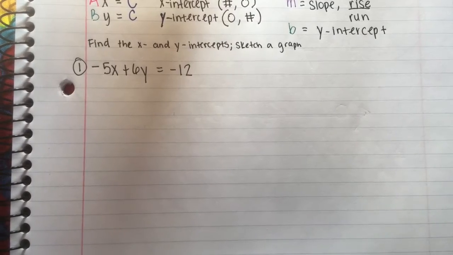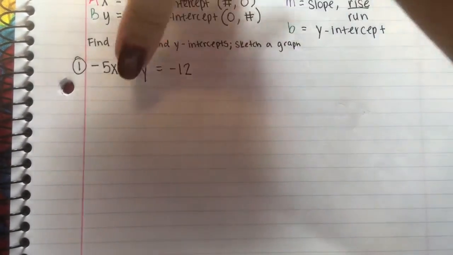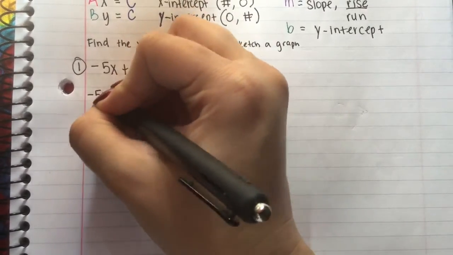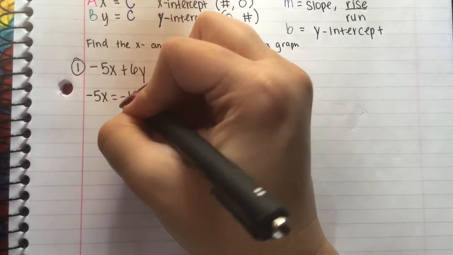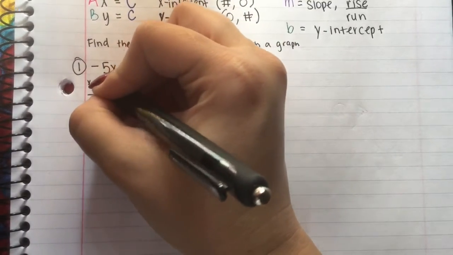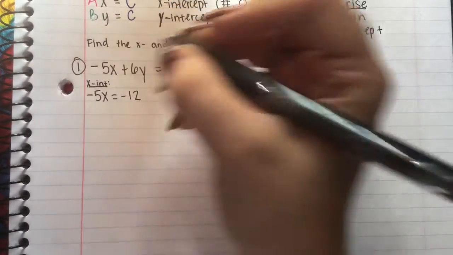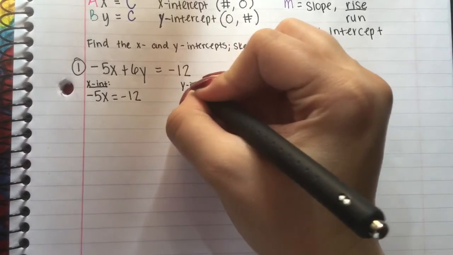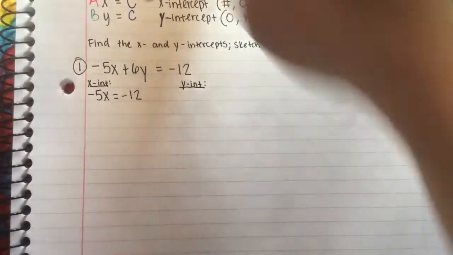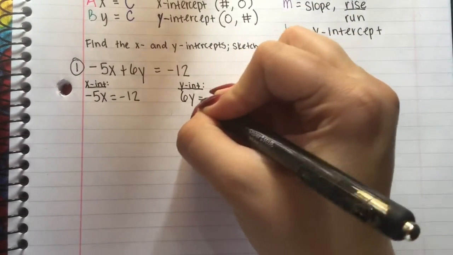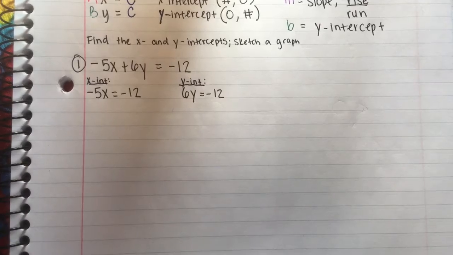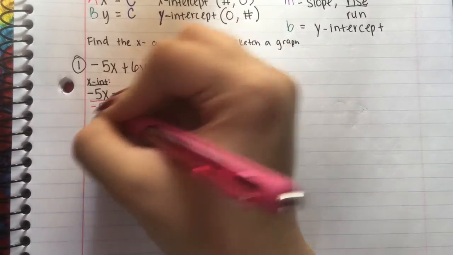Our first example is in standard form, ax plus by equals c. We're going to go ahead and find the x and y-intercepts, and then we'll sketch a graph. If you cover up the y value or you plug in a 0 for y, you'll be left with negative 5x equals negative 12. That's that ax equals c I was talking about before. We're going to go ahead and solve that like an equation. The y-intercept is the exact opposite. We could cover up the x value or plug in a 0 for x and set up the equation 6y equals negative 12. That's that by equals c I was talking about. Go ahead and solve that.